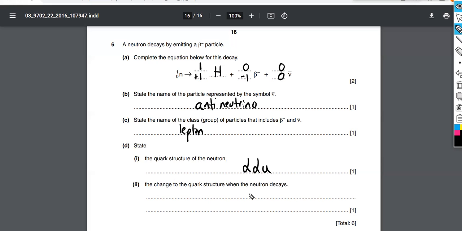The change to the quark structure when the neutron decays. So we go back up here and say, well, this neutron was what? It was down, down, up. This proton here is up, up, down. And so a down quark flips to an up. Down becomes up. It can be more complete. Well, we shouldn't assume that the reader understands that when the neutron decays, it becomes a proton. So the product of this decay will have down, up, up, which is a proton. You can state it like that.